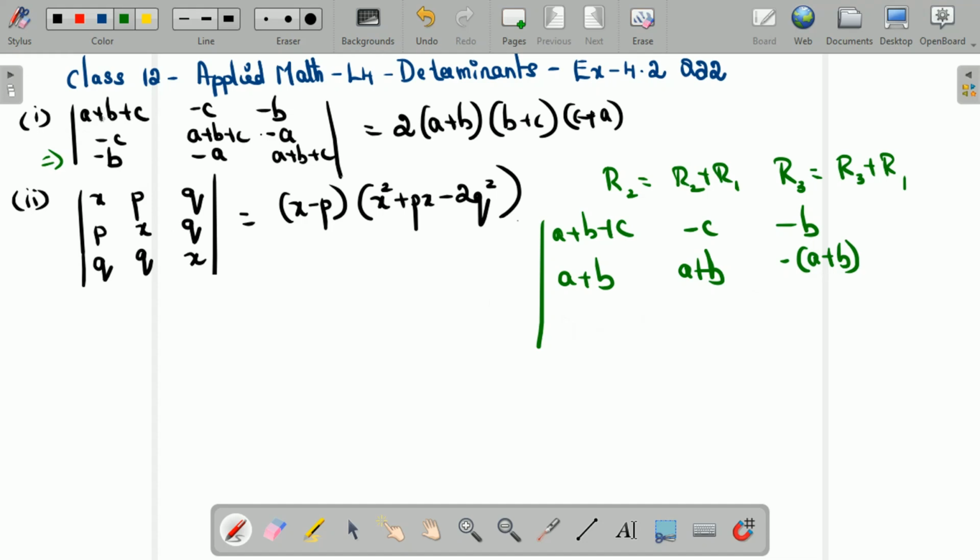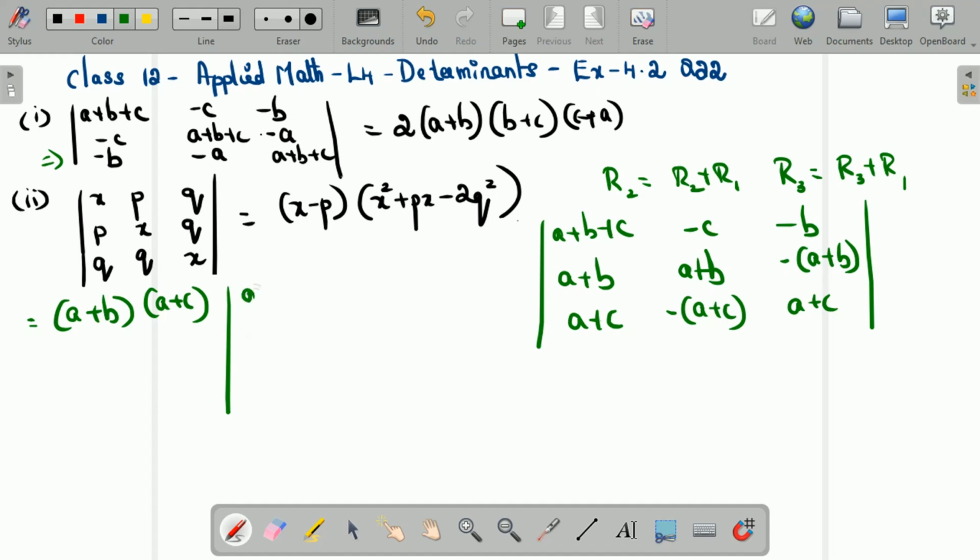Now for the third row, a plus b plus c minus b, so there is an a plus c. Then this is going to be minus of (a plus c), and a plus b plus c minus b, so there is a plus c. Now in the second row, every element is a multiple of a plus b, and in the third row, every element is a multiple of a plus c. So I'm going to take both of them out. So this is (a plus b) into (a plus c). Now let's see the determinant. So this is a, minus c, minus b, 1, 1 and minus 1, and in the last row it is 1, minus 1, 1.